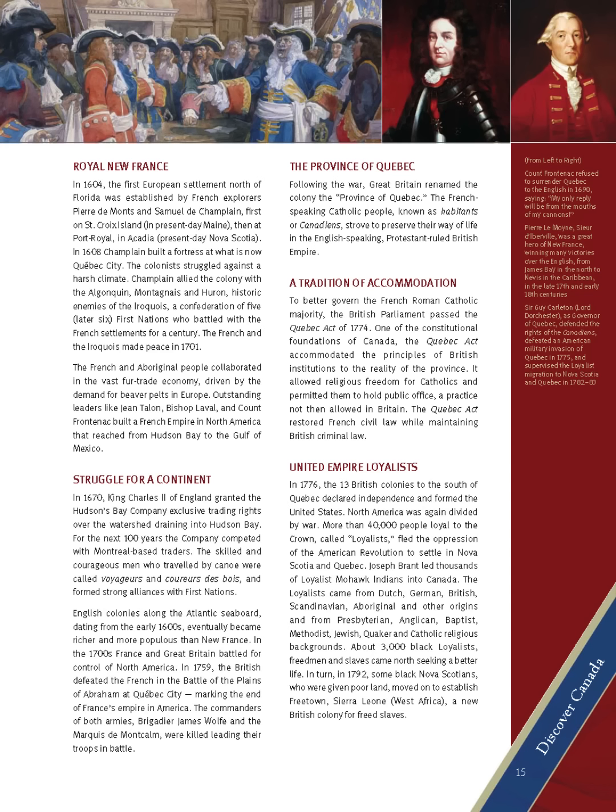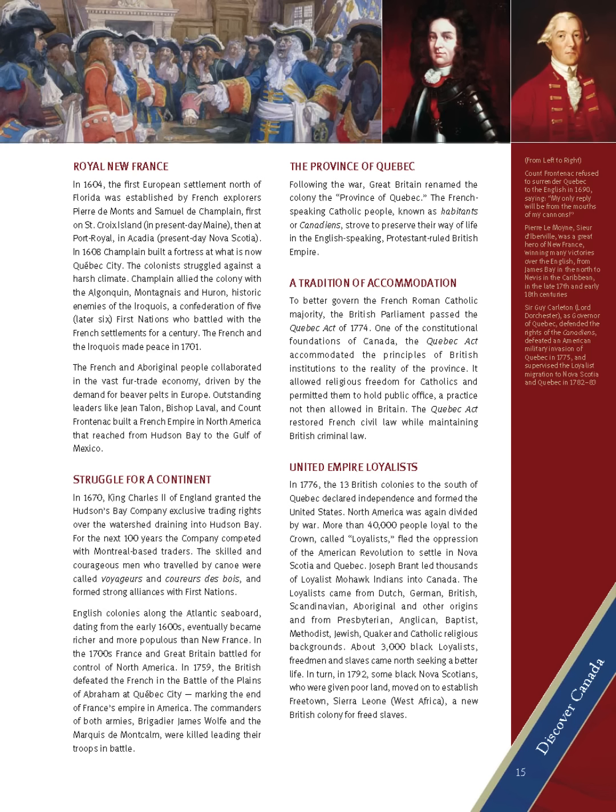United Empire Loyalists. In 1776, the 13 British colonies to the south of Quebec declared independence and formed the United States. North America was again divided by war. More than 40,000 people, loyal to the Crown, called Loyalists, fled the oppression of the American Revolution to settle in Nova Scotia and Quebec. Joseph Brant led thousands of Loyalist Mohawk Indians into Canada.